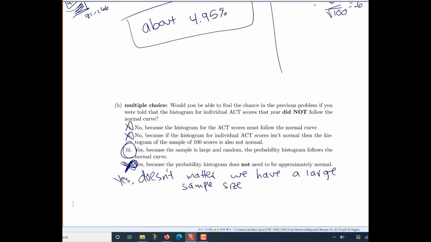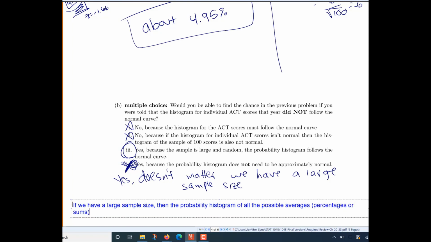The reason why is, let's write down here, if we have a large sample size, then the probability histogram of all the possible averages, which also works for percentages or sums as well, will follow the normal curve. And that happens all the time, and it doesn't matter what the population looked like.